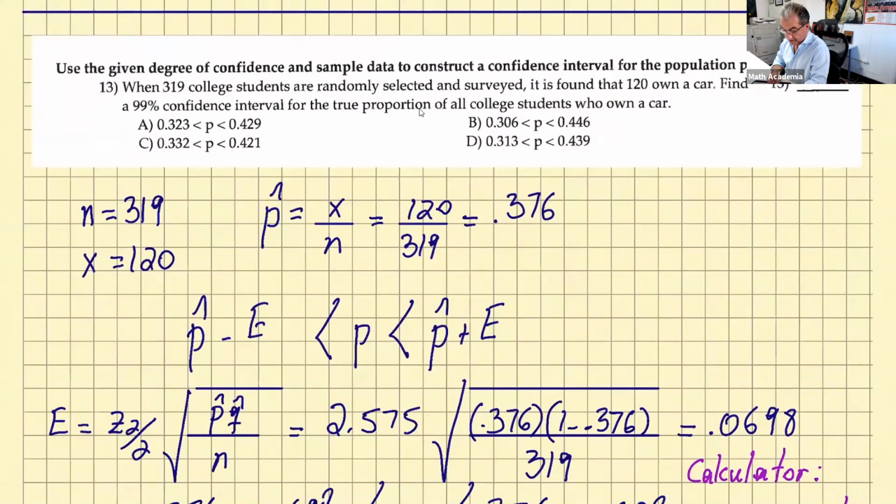Number 13. Use the given degrees of confidence and sample data to construct a confidence interval for the population proportion p. When 319 college students are randomly selected and surveyed, it is found that 120 own a car. Find a 99% confidence interval for the true population proportion for all college students who own a car. So we are given n and we are given x. We can calculate p hat, which is x over n, and you get 0.376.